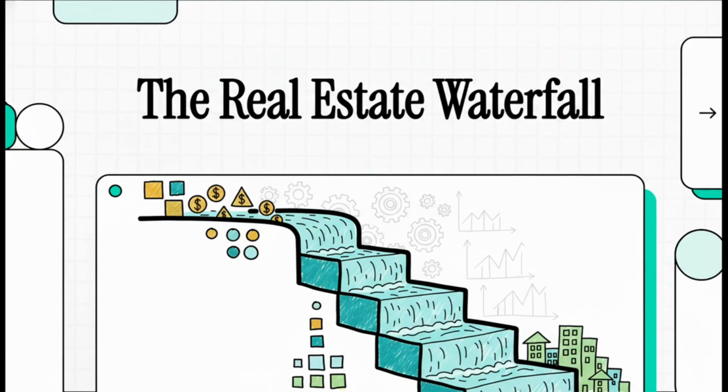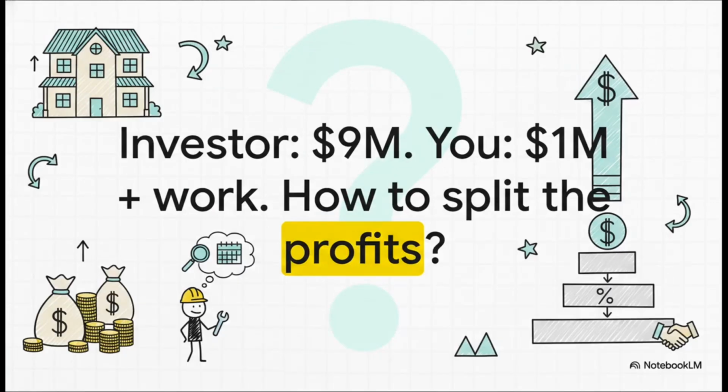Let's break it down. Okay, so picture this. You find an absolutely amazing real estate deal, but you've only got about a tenth of the money you need. So an investor comes in with $9 million while you put in $1 million, and you do all the heavy lifting. I mean, everything, finding the deal, managing it, the works. When you sell and make a massive profit, how do you split that money up? I mean, what's fair? This is the exact problem the waterfall structure was invented to solve.